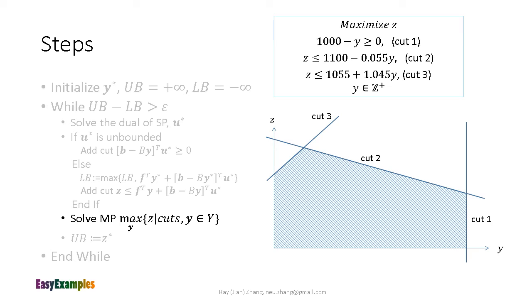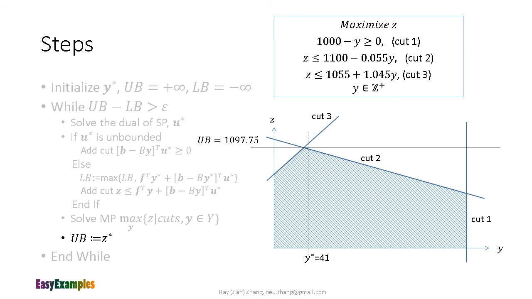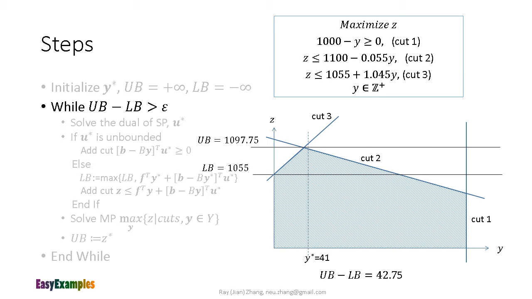And by solving this integer program, we can solve the optimal solution of y and the corresponding objective value, z star. When we have z star, we update the upper bound to z star. Because the gap of the current upper bound and lower bound is still higher than the preset limit, the iteration continues.